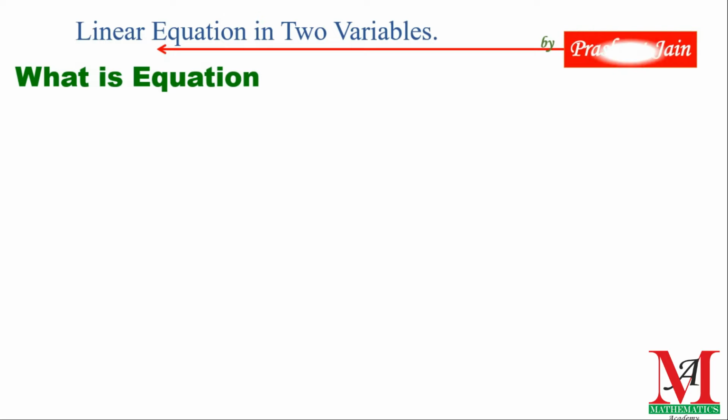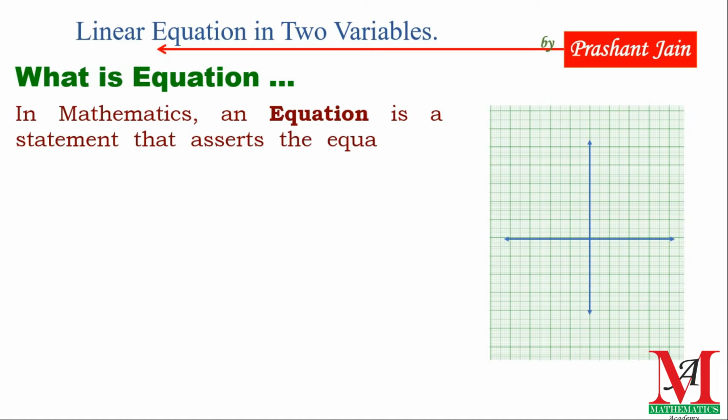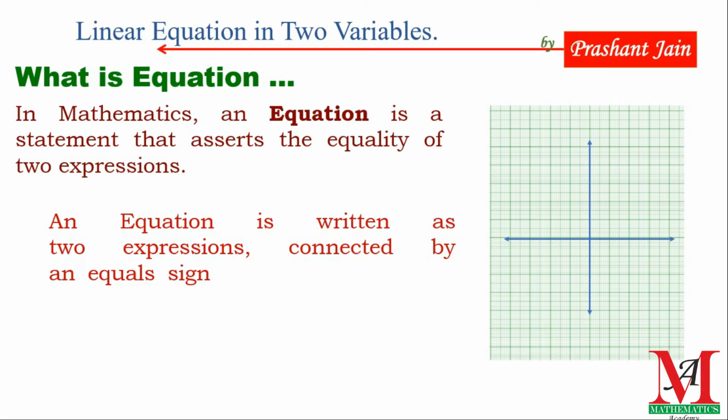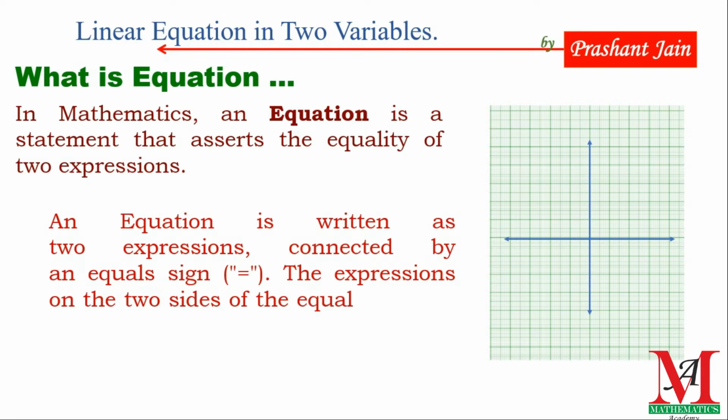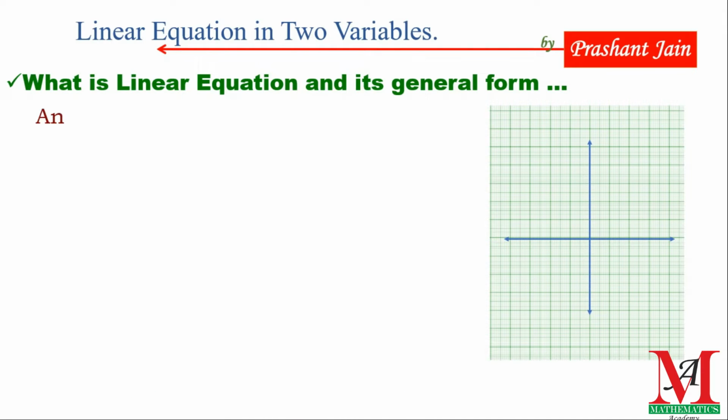What is an equation? In mathematics, an equation is a statement that asserts the equality of two expressions. An equation is written as two expressions connected by an equal sign. The expressions on the two sides of the equal sign are called the left hand side and right hand side of the equation. Now, what is a linear equation?